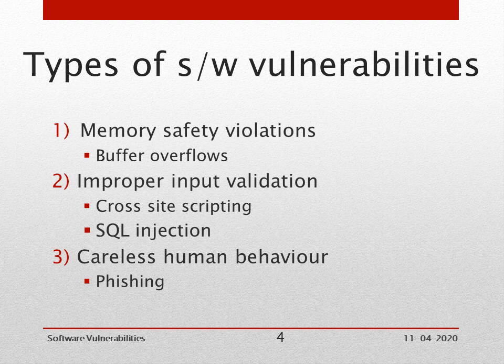Apart from the system or software imperfections, vulnerabilities also exist due to careless human behavior. Attackers are well aware of this and they exploit it in many ways. Phishing attack is an example of this type. Actually, there are many more types of software vulnerabilities that you should be knowing, but our syllabus limits us to these few types.